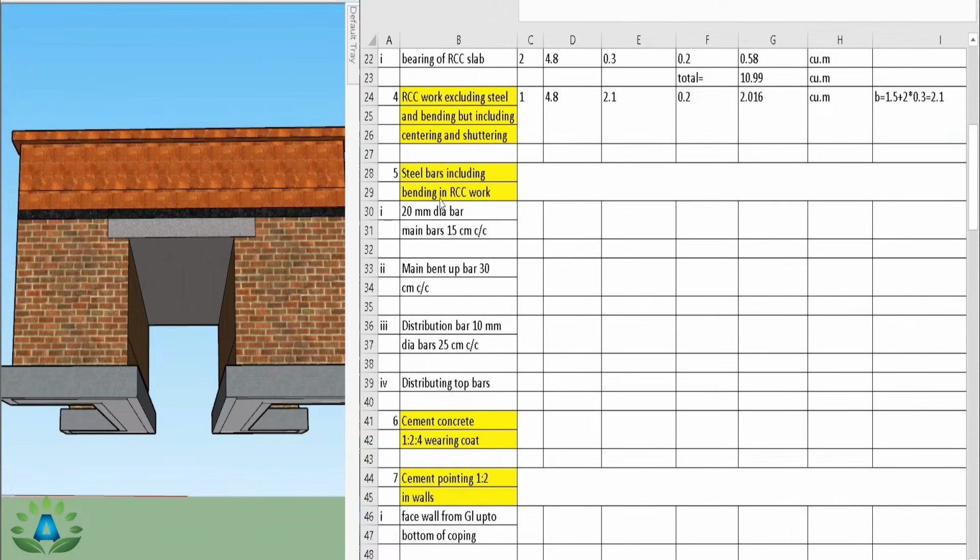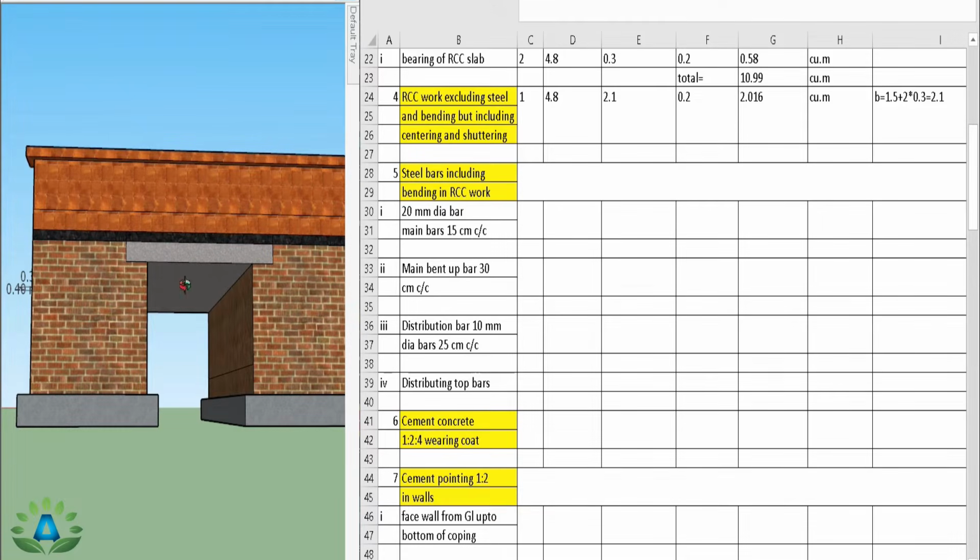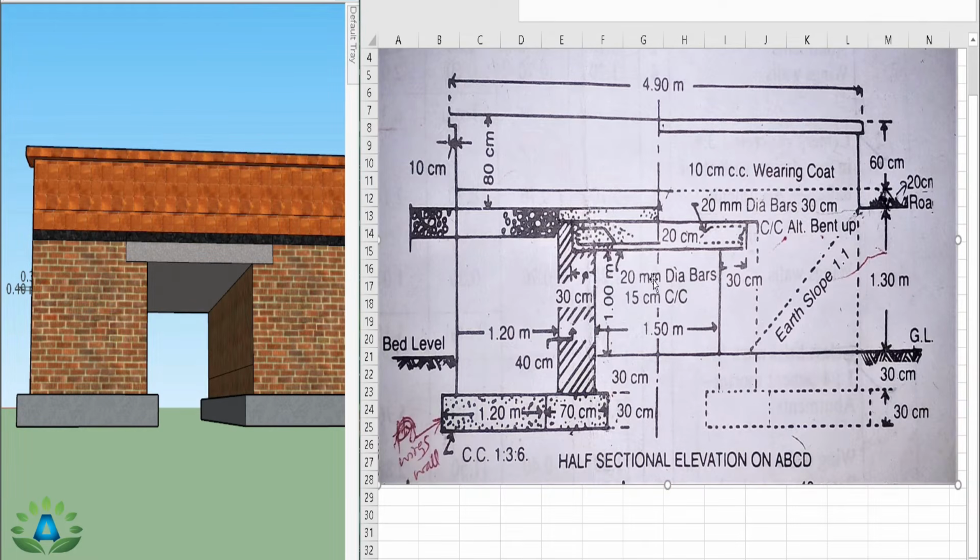Now we are doing this steel bar including bending in this RCC work. It means that in this RCC slab we have to insert steel bars of 3 types. That means the main bar, main bent up bar and distribution bars. So firstly we are going to calculate this main bar of 20 mm diameter. That means we have this 20 mm diameter main bars at the spacing of 15 centimeters center to center.